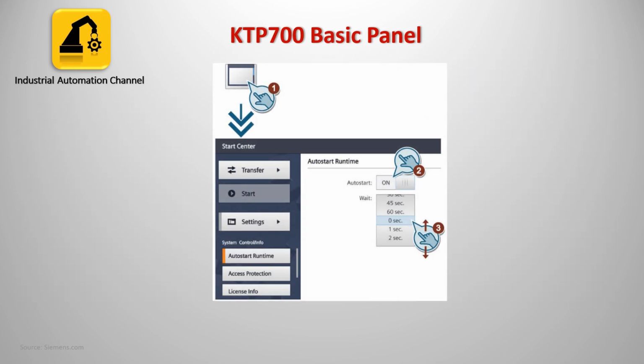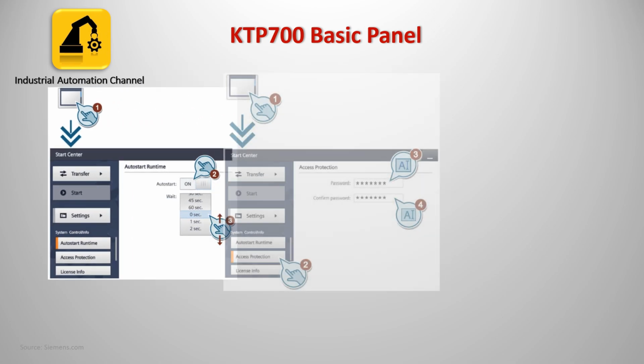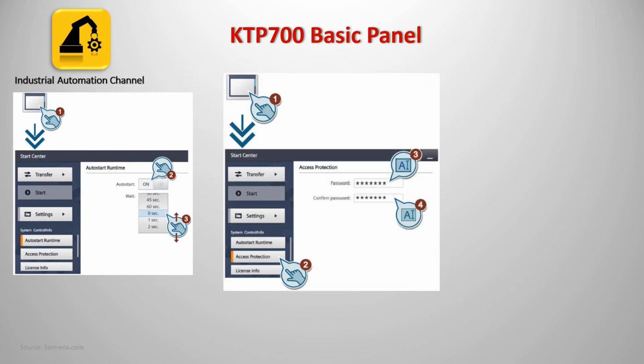Then we have to configure auto start or wait time. If the auto start is on, when we restart the HMI, it takes some time to show the HMI project on the touch screen. This time we can adjust here. If you want to minimize the time, you can put it back to 0 here. The next is activating password protection. We can define a password to access the panel in access protection. So when you click on that, you can put your password here.